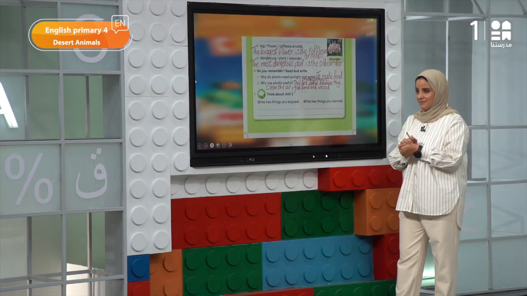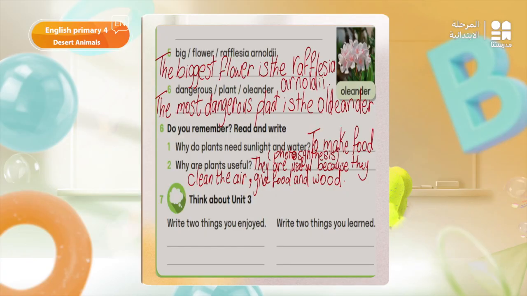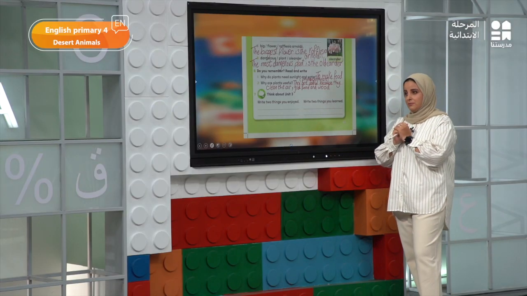Now, let's look at exercise number 7. You will think about the whole unit, Unit 3. Please write 2 things you enjoyed and 2 things you learned. For me, I enjoyed reading about papyrus. And I also enjoyed talking about the group work and the school exhibition. The things we learned here, we can say the different parts of plants and how the seed germinates.